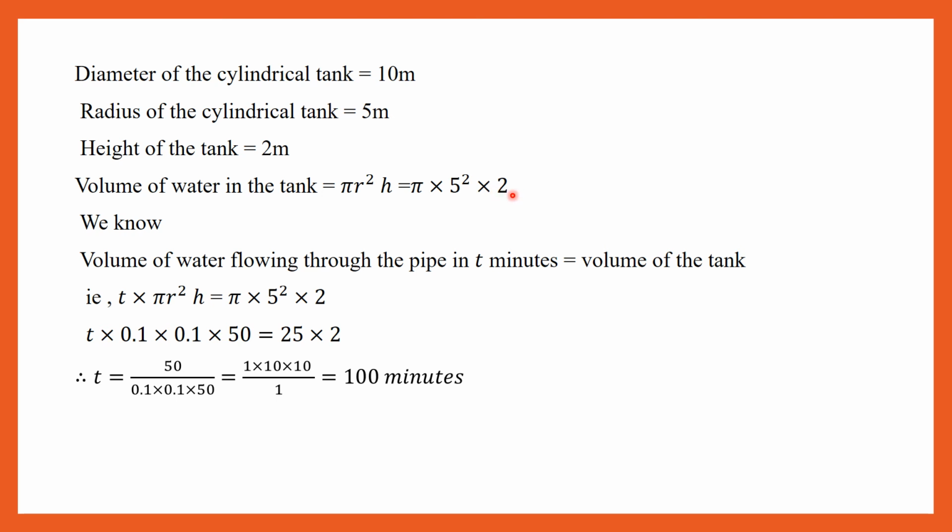We can say volume of water flowing through the pipe in T minutes will fill the tank, which is equal to volume of the tank. That is, T into pi r square H is equal to pi into 25 into 2. Cancelling pi, we can find T is equal to 100 minutes. That means the tank will be filled in 100 minutes.